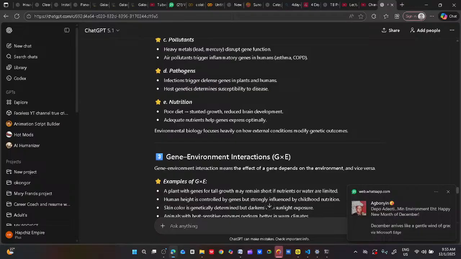So nutrition determines your ability to fight against infection. It determines your ability to even adapt to a new environment. It determines a lot about your ability to grow and develop. So nutrition, let me just say that, is very vital. Poor diet will lead to stunted growth. Not only that, it is going to reduce brain development.